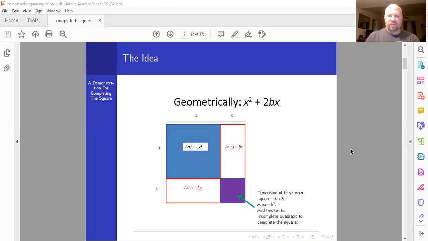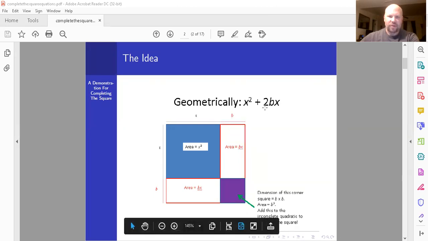So again, geometrically, here we have x squared plus 2bx. And just a quick recap of it, the area of the blue square is x squared, that's the first term. The combined area of the red rectangles is the second term, 2bx. And the area of the purple square ends up being b squared. And this is what we're trying to add in order to complete the square.